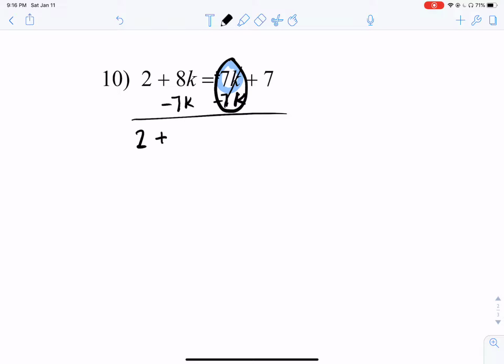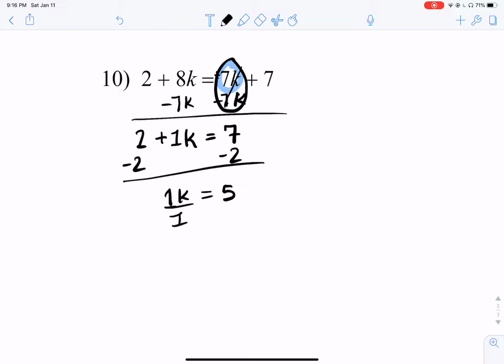This is a positive 1, so positive 1k is equal to 7. Now using inverse operation, I will subtract 2 from both sides, and 1k is equal to 5. Dividing by 1, I get that the value of k is equal to 5.